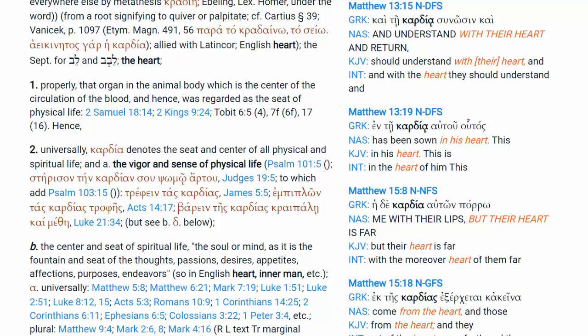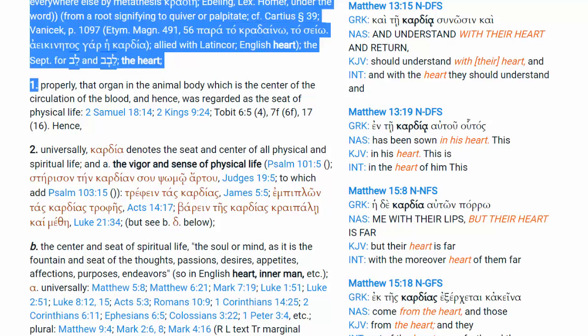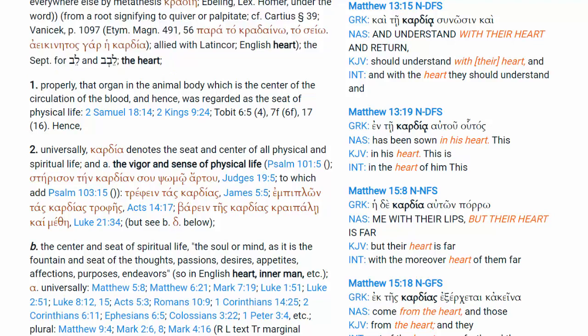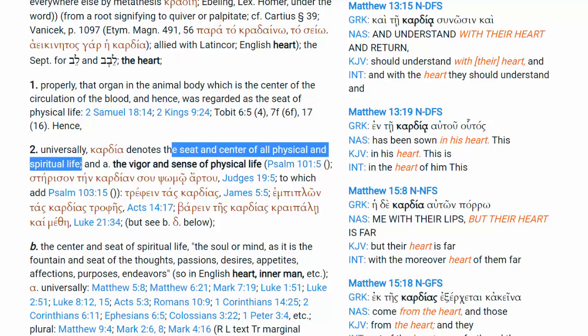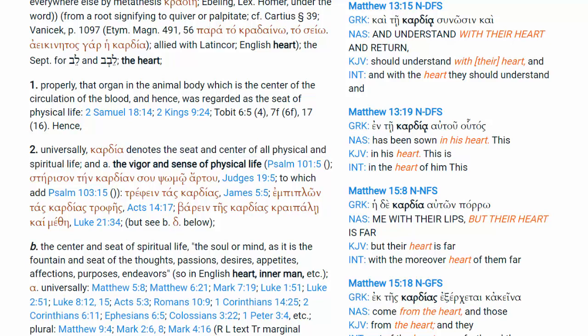Let's see what happens when we go to the specific meanings that this Thayer's lexicon provides for us. So Arabic numeral 1, they're saying the anatomical meaning, the organ in the body, center of circulation. So literal organ, the body. And then we begin to broaden out a bit. The seat and center of all physical and spiritual life. Vigor and sense of physical life.